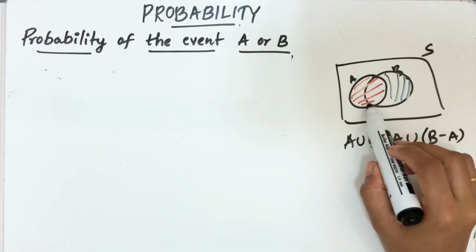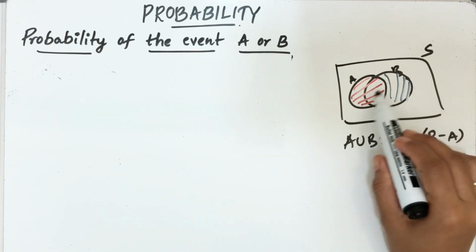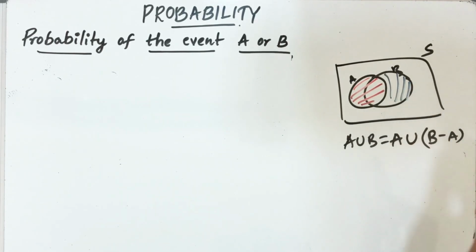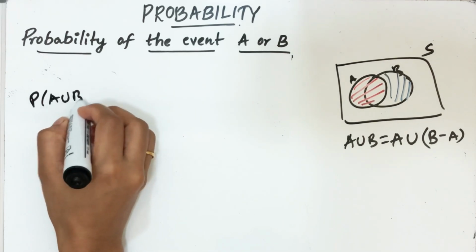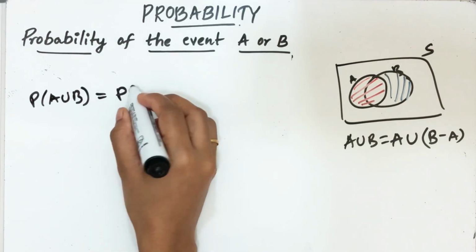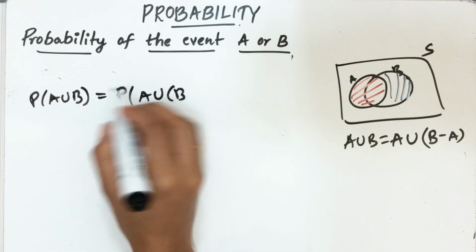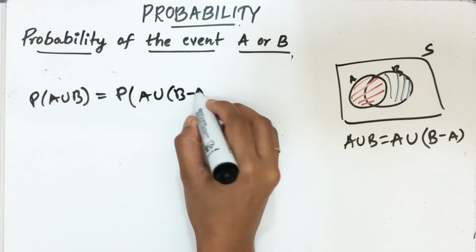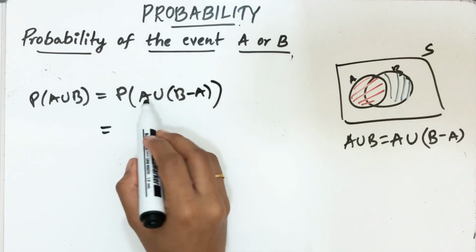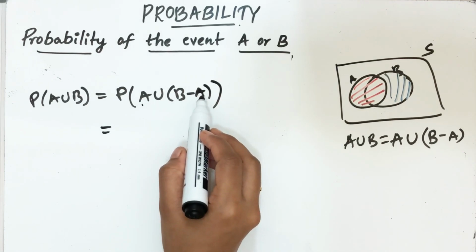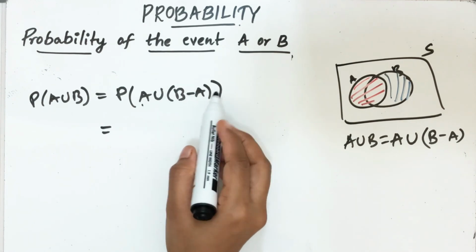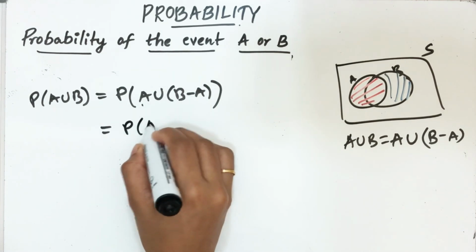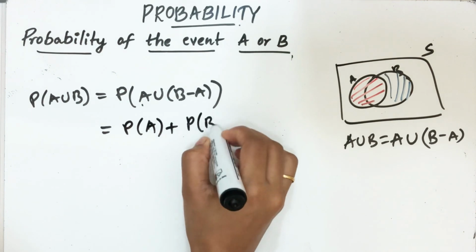And also A and B minus A are mutually exclusive, no common elements. So we can write P of A union B is equal to P of A union (B minus A). Instead of A union B, A union (B minus A). And A and B minus A are mutually exclusive. So by axiom 3, their probability is nothing but the sum of their probabilities. That is P of A plus P of B minus A.